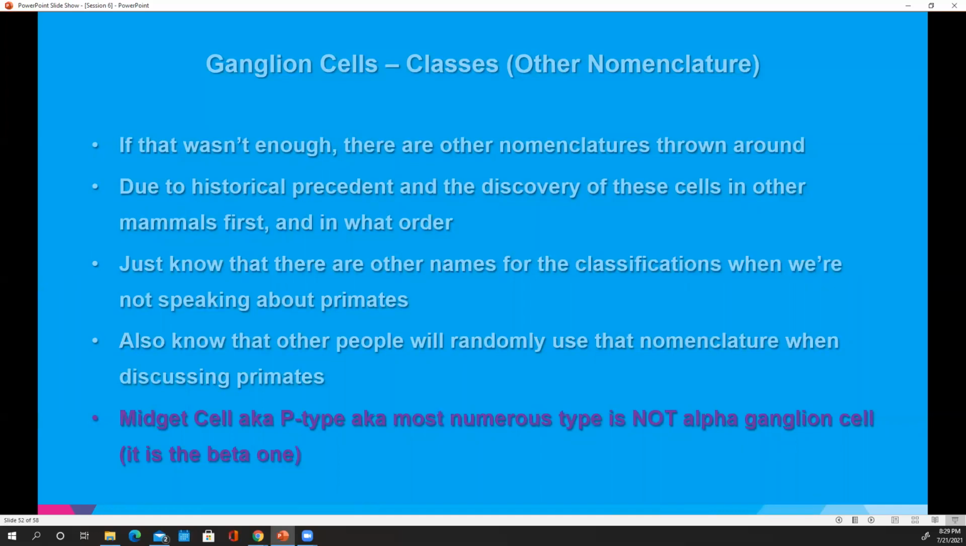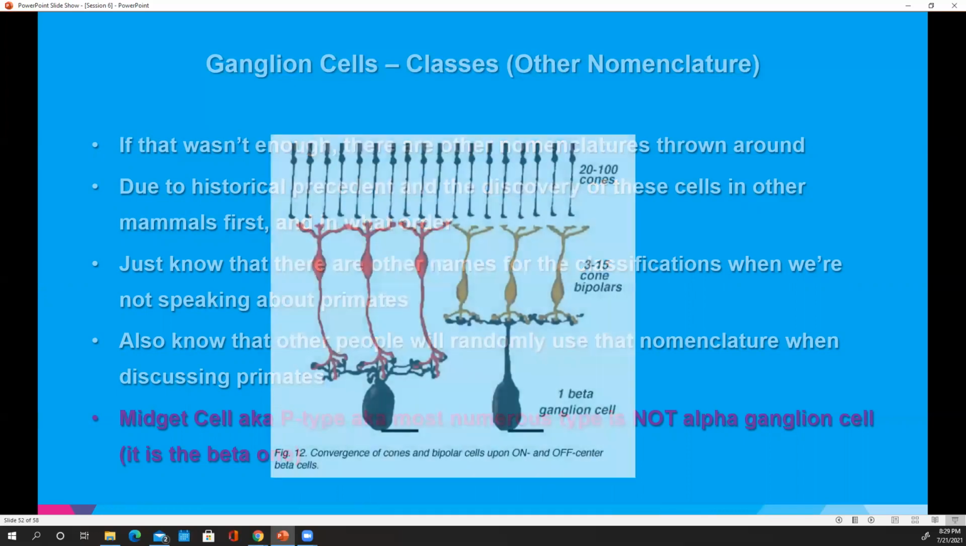Parvocellular pathway is slow conduction, color vision. Okay, if you remember that. That is not the alpha. Why? Because it was not big. It was not discovered first. It's the other one. It's the magnocellular pathway, fast conduction, motion. That's the M-type parasol alpha ganglion cell. Make sense? Okay, I'm just repeating it over and over again.